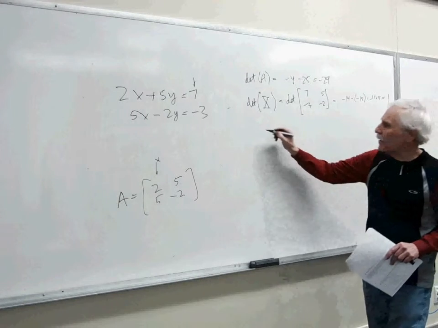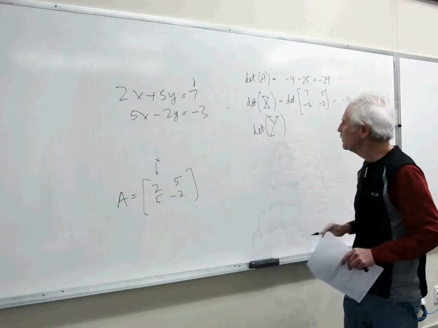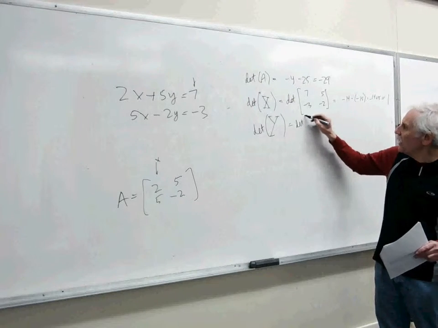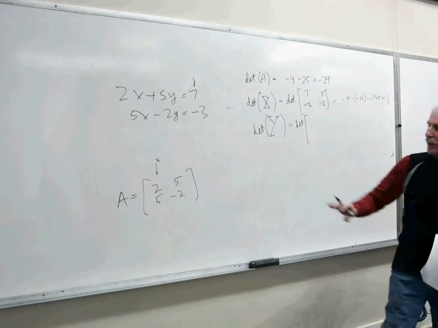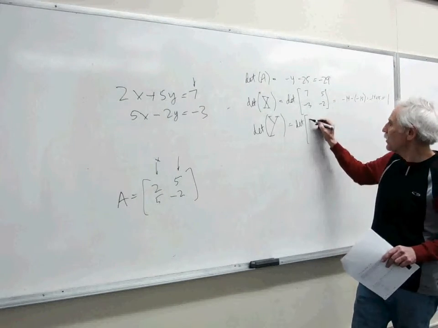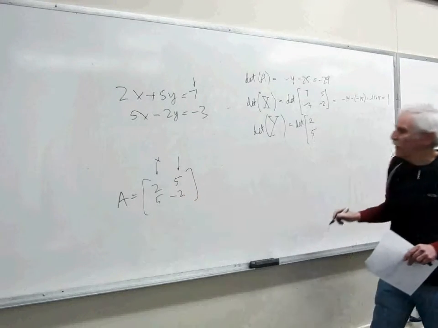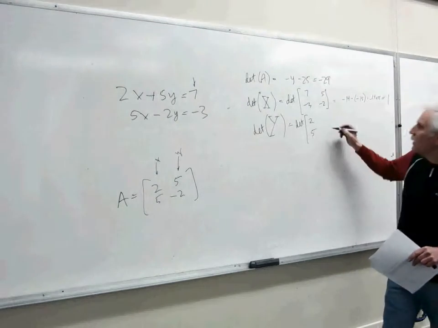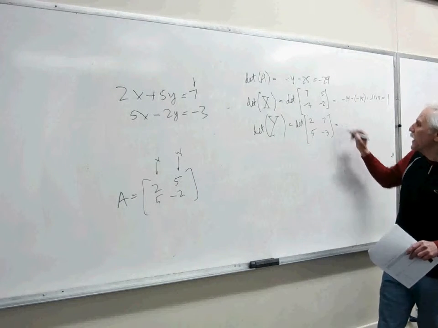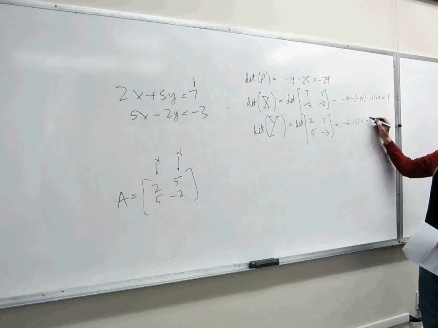Okay. And now I'm going to calculate the determinant of what I call the big Y matrix. It's not Y, it's just the matrix that I'm going to call big Y. That's the determinant of, again, the coefficient matrix where I replace the Y column with the constants. So I'm going to leave the X column alone, that's 2 and 5. And the Y column I'm going to replace with the constants, 7 and minus 3. Well, what's that determinant? That's minus 6 minus 35, which is minus 41.